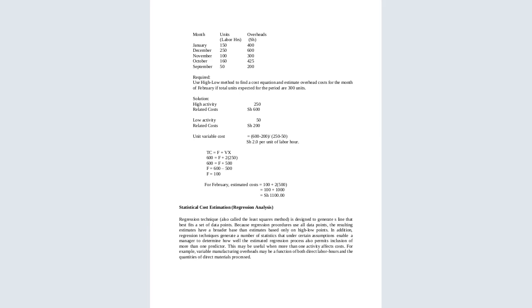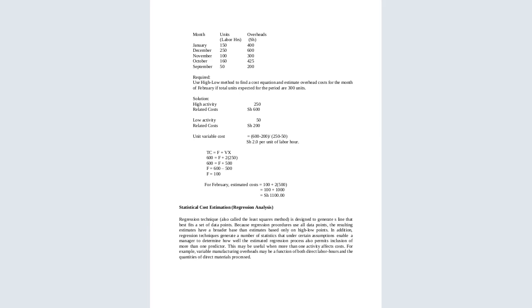Using the high-low method, find a cost equation and estimate overhead costs for the month of February if total units expected for the period are 300 units. So what is the solution? Under the high-low method, we identify the highest and the lowest. For activity or units, the highest is 250 and the lowest is 50. The highest cost is 600, and the lowest cost, at the lowest activity of 50, is 200.